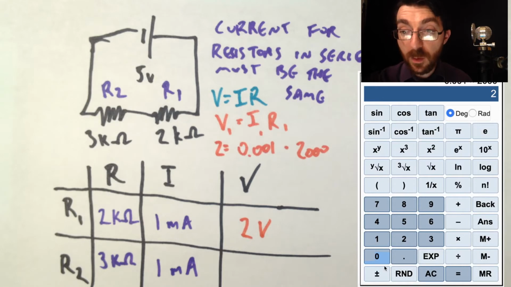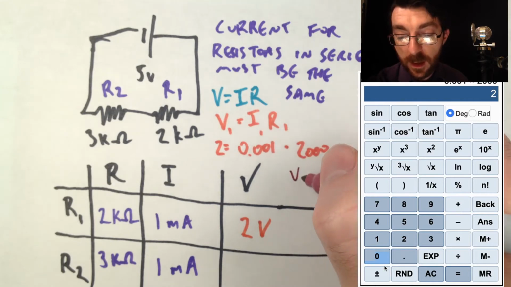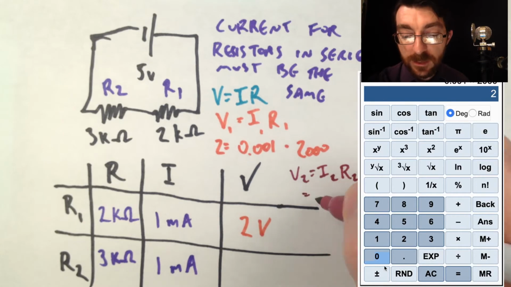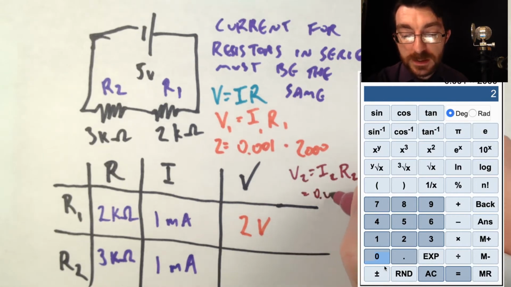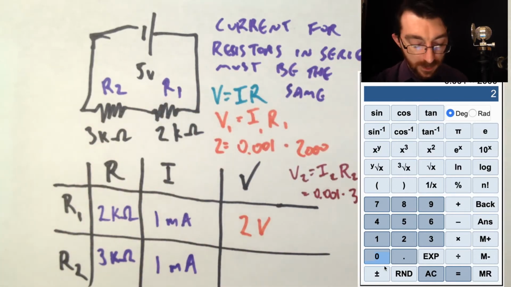It's almost not worth writing out if you've been following the math on it, because if we've got V equals IR with 1s, I can do the same thing. Voltage across resistor 2 equals the current through resistor 2 times the resistance of resistor 2. That would be the same current, 0.001, times that resistance, which is 3000. And I think you can already tell where the math is going to go on this. 0.001 times 3000 is going to be 3.